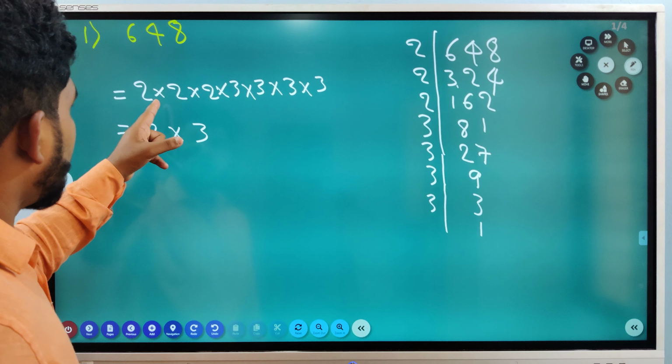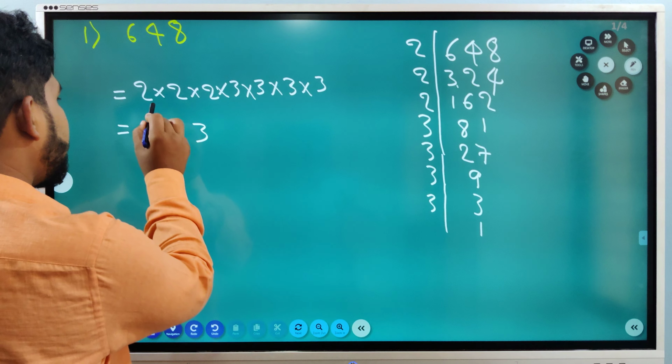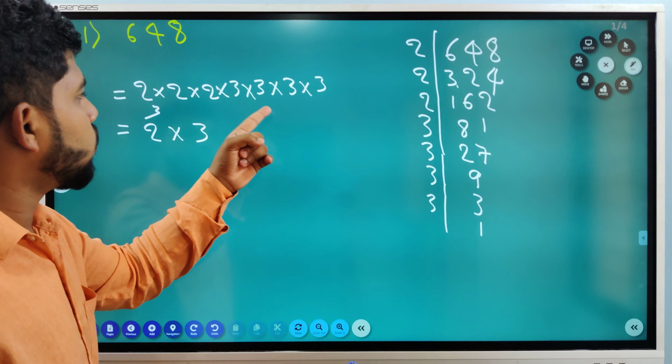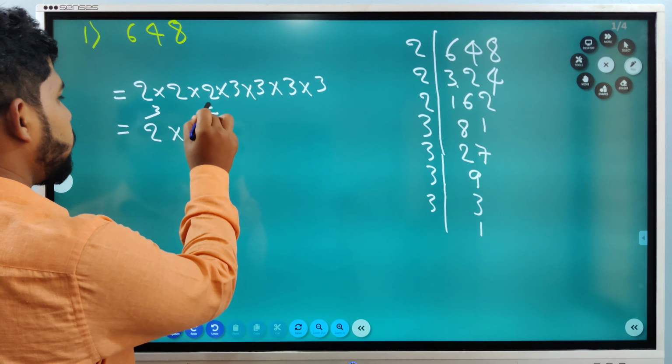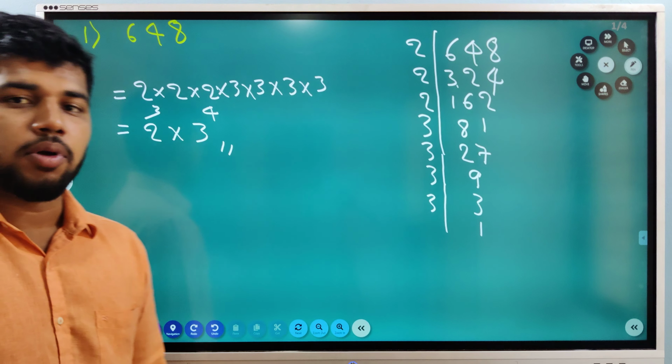Here, how many times is 2 repeated? 1, 2, 3. 2 power 3. And how many times is 3 repeated? 1, 2, 3, 4. 3 power 4. The answer is 2 power 3 into 3 power 4.